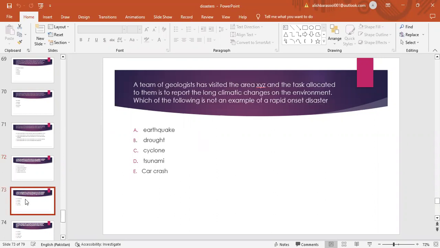A team of geologists has visited the area XYZ and the task allocated to them is to report the long-term climatic changes on the environment. Which of the following is not an example of a rapid onset disaster? A. Earthquake. B. Drought. C. Cyclone. D. Tsunami. E. Car crash. B. Yes, B is the right answer.